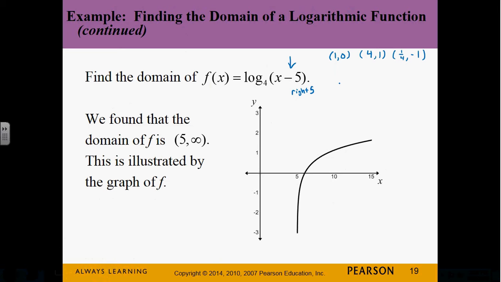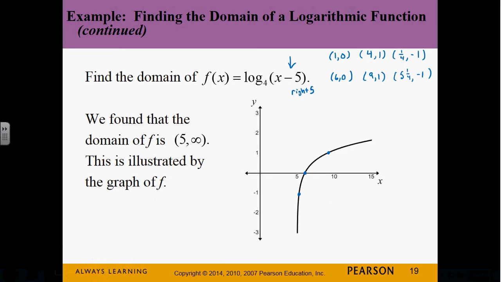So since we're moving 5, this becomes 6, 0. This becomes 9, 1. And this becomes 5 1/4, negative 1. Does that make sense to everybody, that since we're moving to the right, we're just adding that value to our x-coordinate? So if I want to graph this, I graph 6, 0, I graph 9, 1, 5 and a quarter, negative 1.